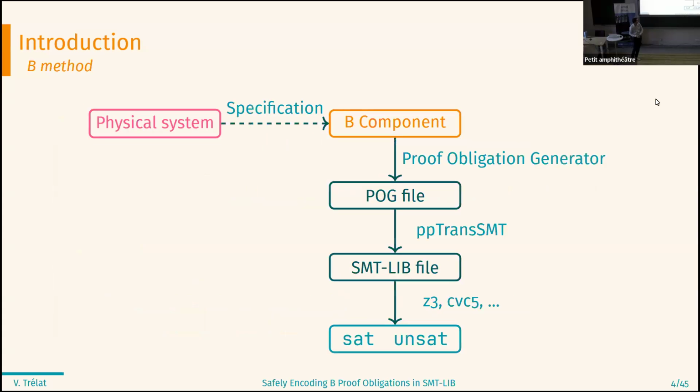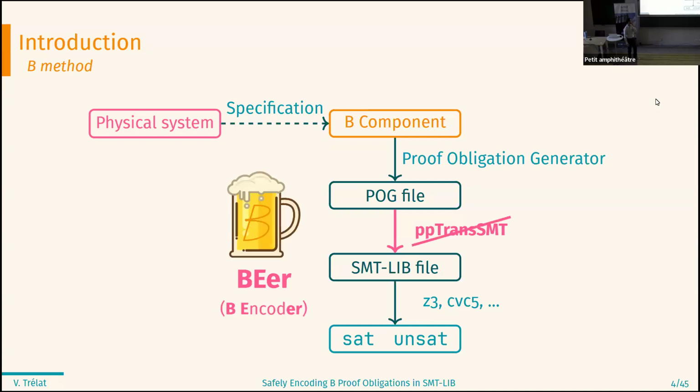Let's come back to this graphic. For my PhD, I'm focusing on this part, the pptrans-SMT part. Since now we have access to a whole new set of formulas, I decided to start from scratch and design my own encoder for the B proof obligations. I called it the B proof encoder, so the B encoder, sorry. And it's called beer.